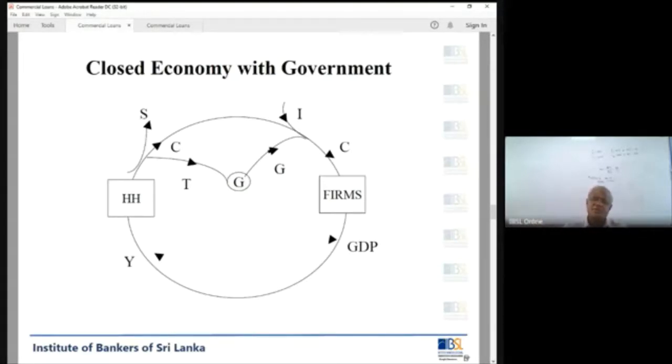On the one hand, government demands goods and services. On the other hand, households have to pay tax to the government. Now the formula is slightly different. This time GDP, Y equals C plus I plus G. Earlier, when that generated income for the household, what did they do? Y equals C plus S only. In the earlier model, households either consume or save. Now this time, households consume, pay taxes, and the balance is saved.